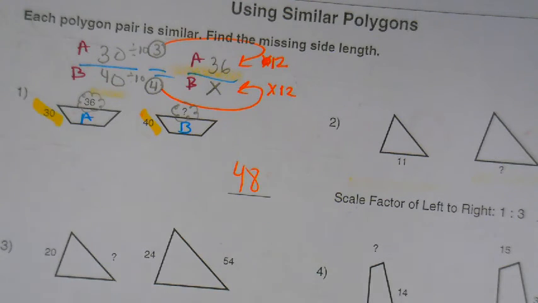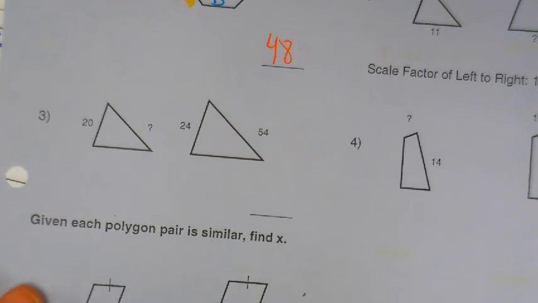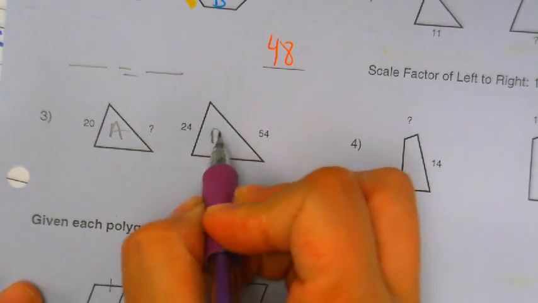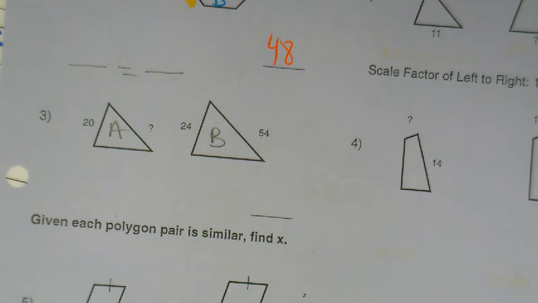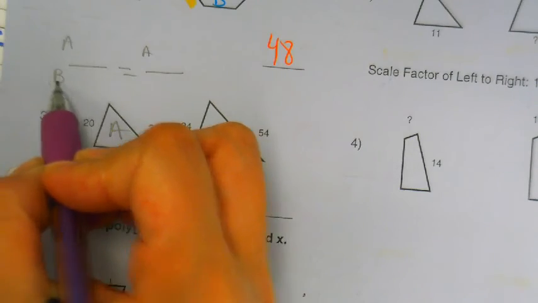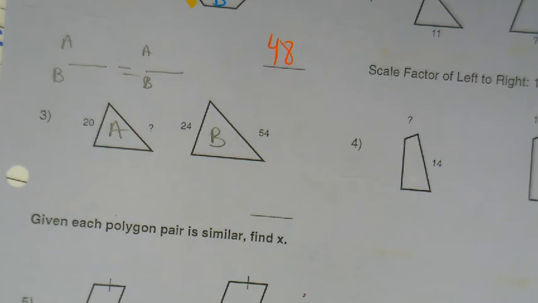Number three. You can do number three. Set it up. A, B. Set it up before I do. Before you start doing math, set it up. A's on the top, B's on the bottom. Go. What's my first fraction? What's my bubble in the sides that match? One matches with 20.